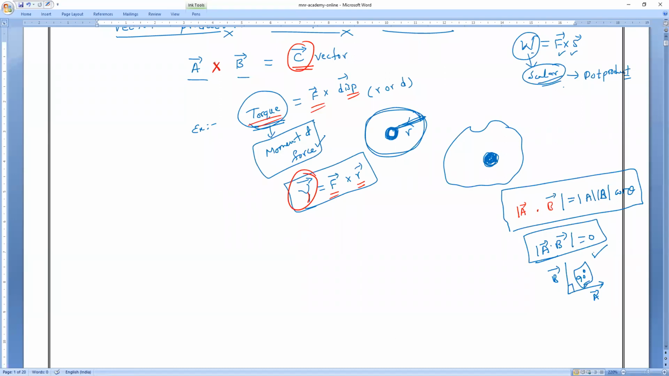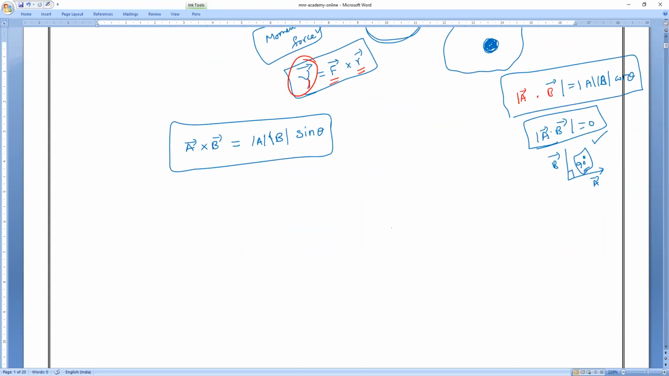Now, if it comes to A cross B, the resultant vector is again mod A into mod B, but here instead of cos theta, what will come? Sin theta. So the formula for this one is mod A, mod B, sin theta. Clear? Mod A, mod B, sin theta.